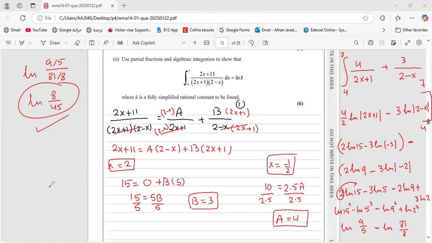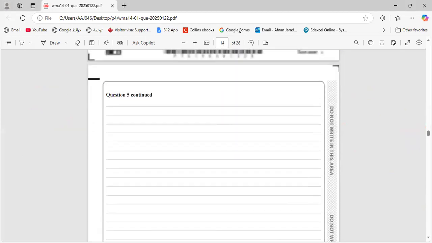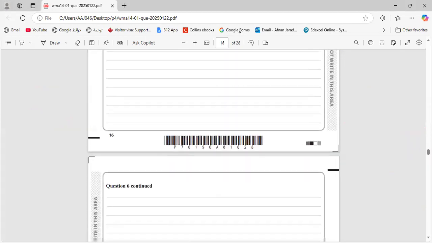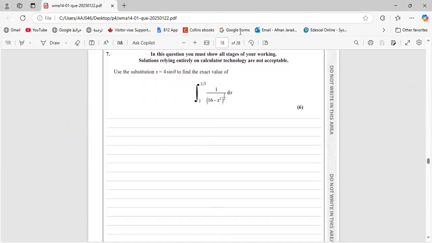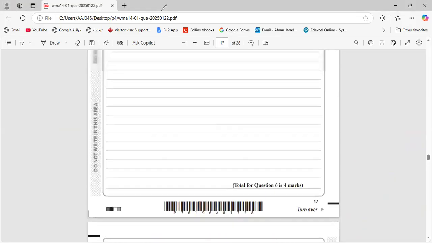Out of 45. From question number 5 to question number 6. Question number 6, which is about integration by substitution. So in this paper, you will have questions on integration by parts, integration by partial fractions, and integration by substitution.